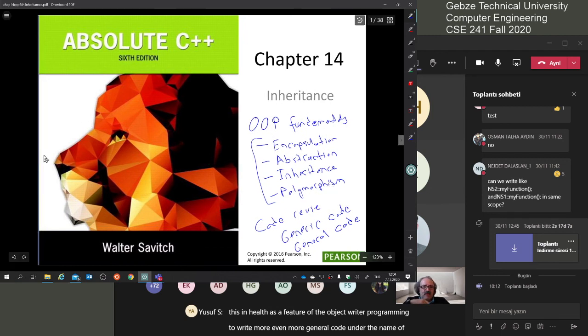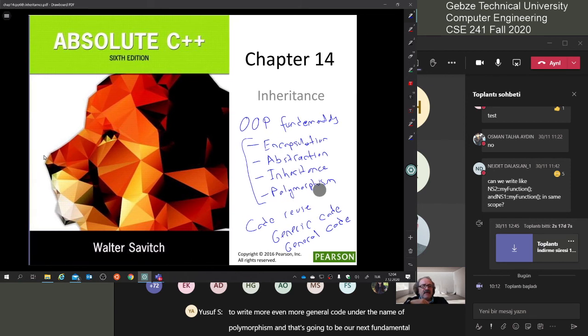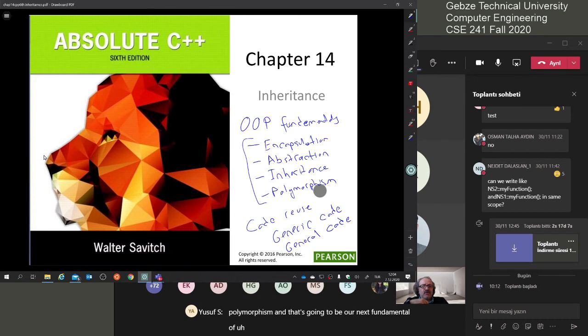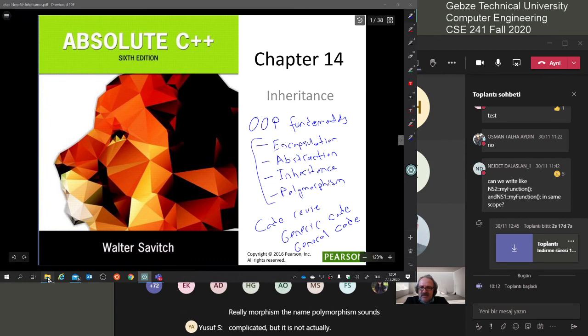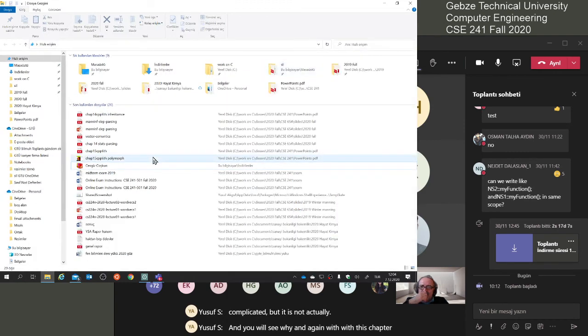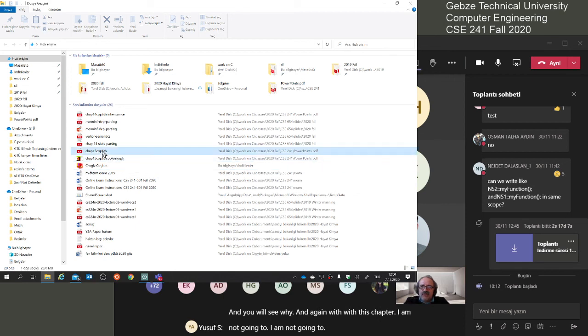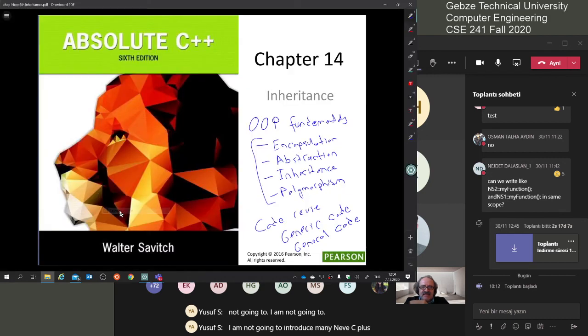And that's going to be our next fundamental of object-oriented programming, polymorphism. The name polymorphism sounds complicated, but it is not actually, and you will see why. And again, with this chapter, I am not going to introduce many new C++ syntax mechanisms. It will be mostly what we know.